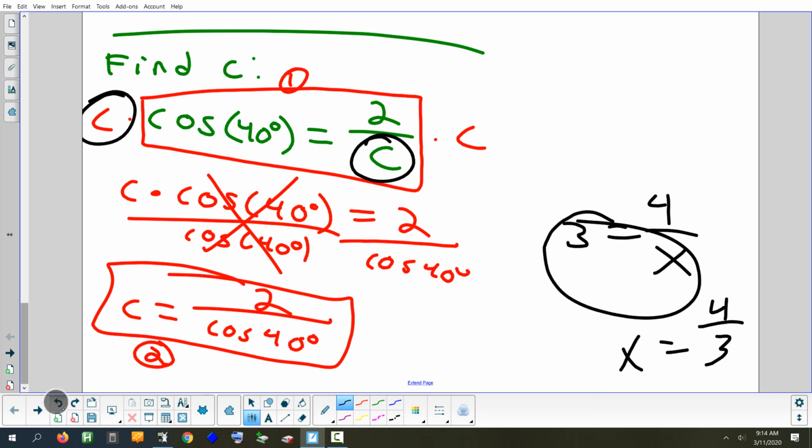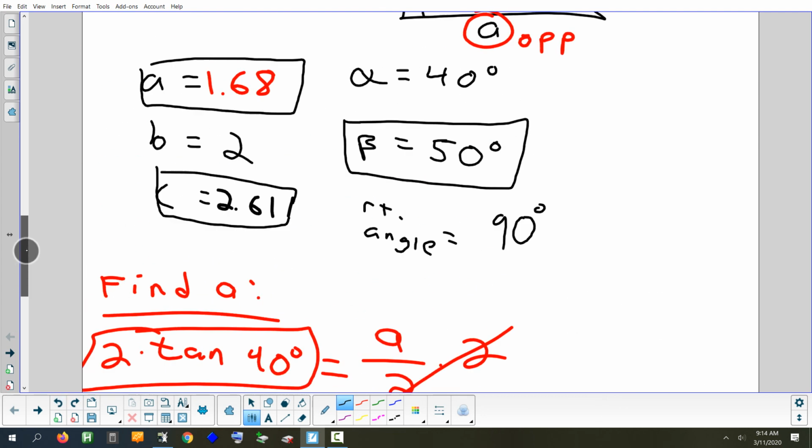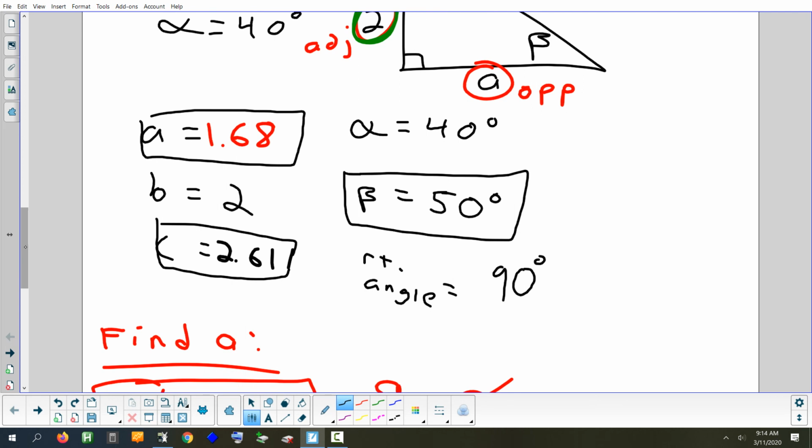I'm not going to do it that way from now on. I'm going to use this trick of just switching these two to get c by itself, because it saves me one step in the middle. Doesn't save a lot. It saves that one step. Okay. And there's your answers.